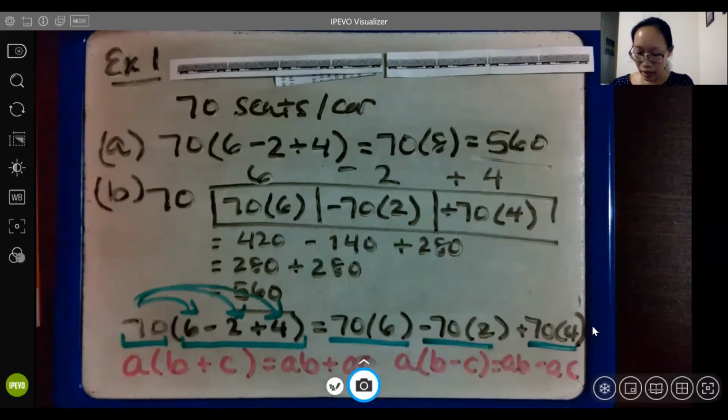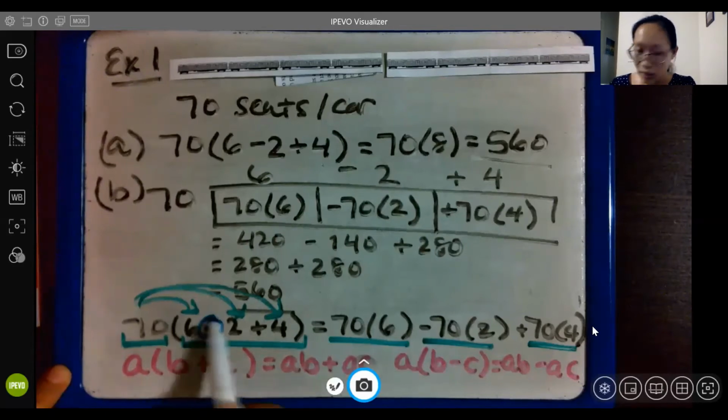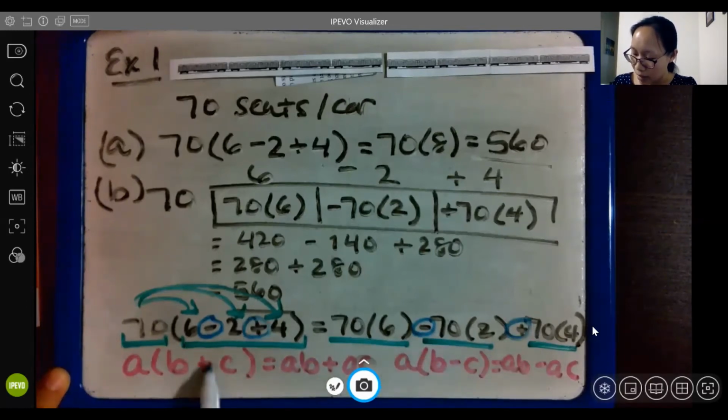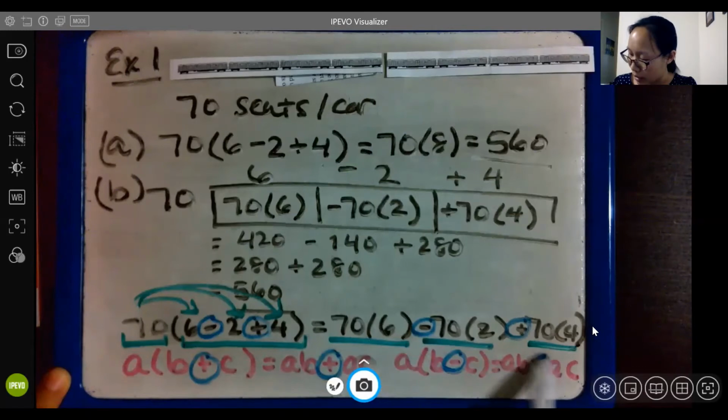And the second thing I want you to notice is that we keep the signs that come right before each term. So we have a minus 2, and a plus 4, plus 4. And again, we keep the signs. We have a plus C, plus C. We have a minus, we have a minus.